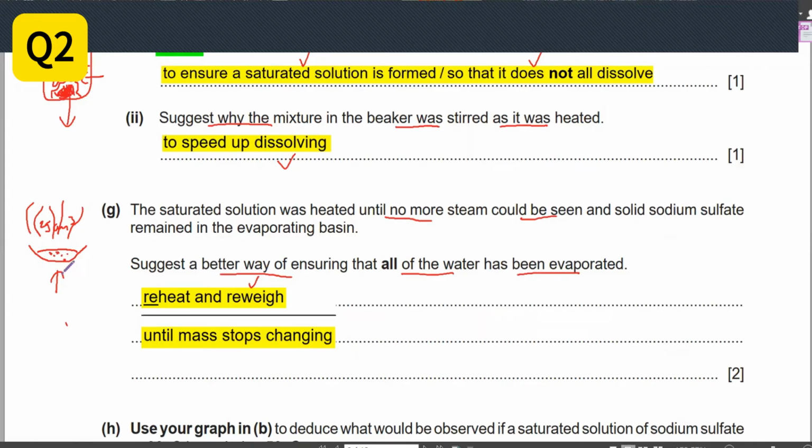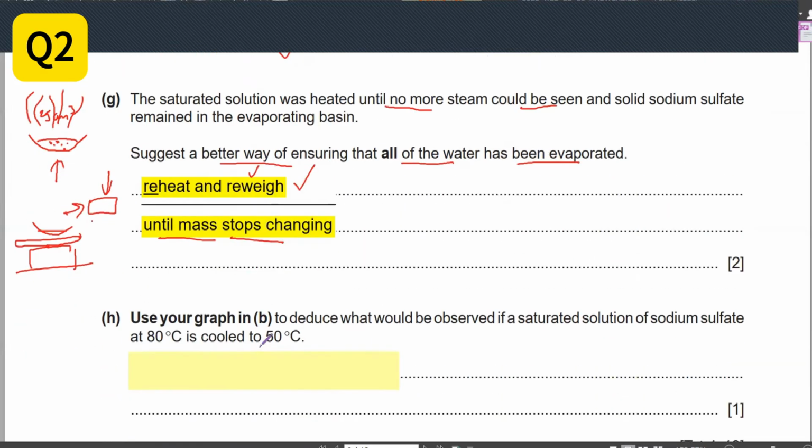So basically we heat to a certain extent, then we weigh it on the balance. We have a certain reading, and then we heat again and check the reading again. We keep heating until the mass stops changing. When the mass stops changing, it means all of the water has been removed.